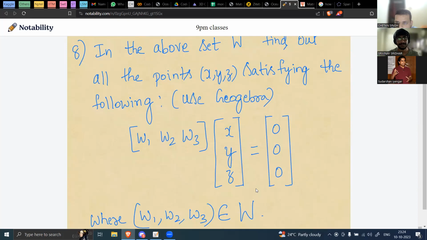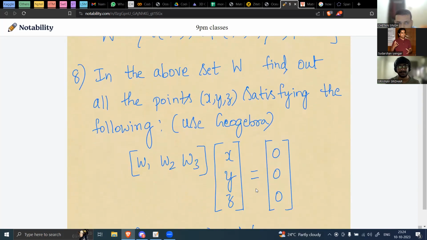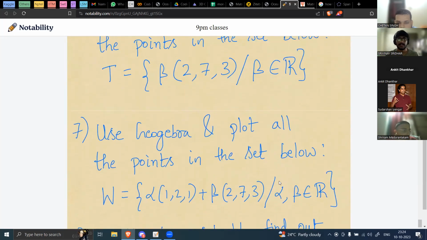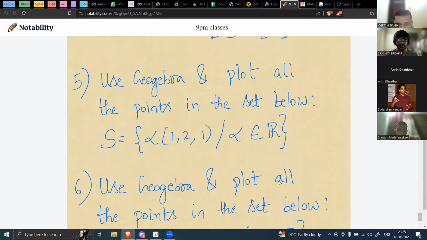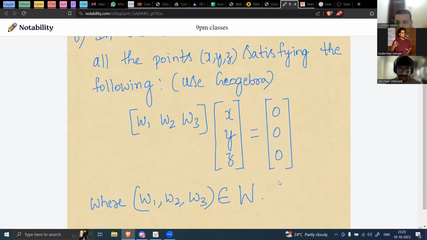Your W1, W2, W3 are actually the vectors coming from the previous question. You should figure out all those x, y, z which give you 0. I'm sorry, there's a typo there. It's not vector 0, it is scalar 0. That's the same for all the previous questions as well. I made a mistake, typo. I'll correct it in the MD file on the website.